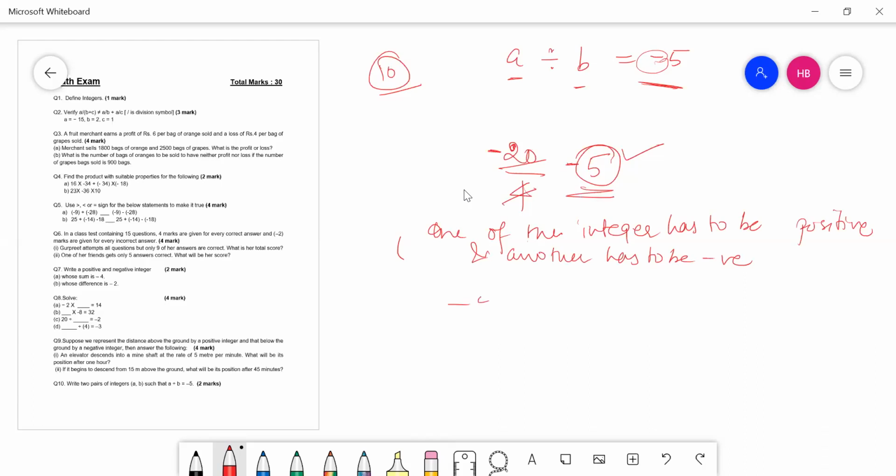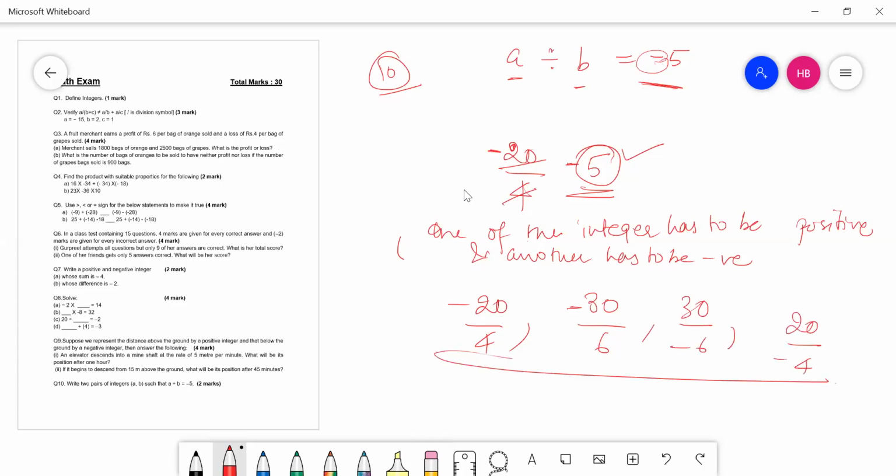One such pair is minus 20 divided by 4. Another pair is minus 30 divided by 6, or you can say 30 divided by minus 6, or you can say 20 divided by minus 4. All these are right answers, and there can be multiple answers to this.